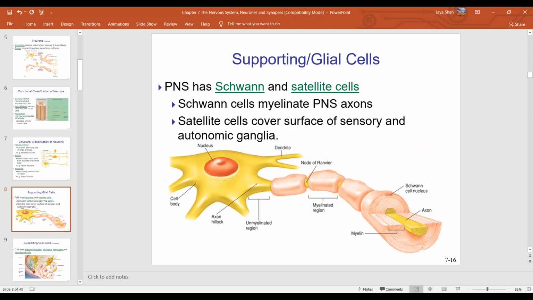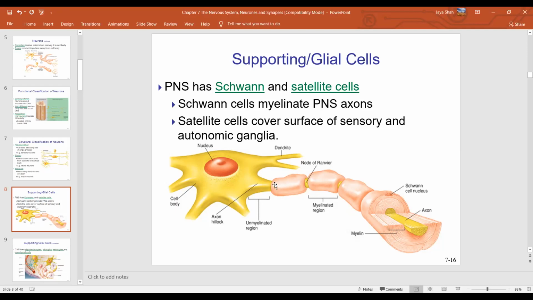The PNS and CNS have different kinds of glial cells, or supporting cells. Okay, so let's start with the peripheral nervous system, PNS. PNS has two supporting cells. We call them Schwann cells and satellite cells.